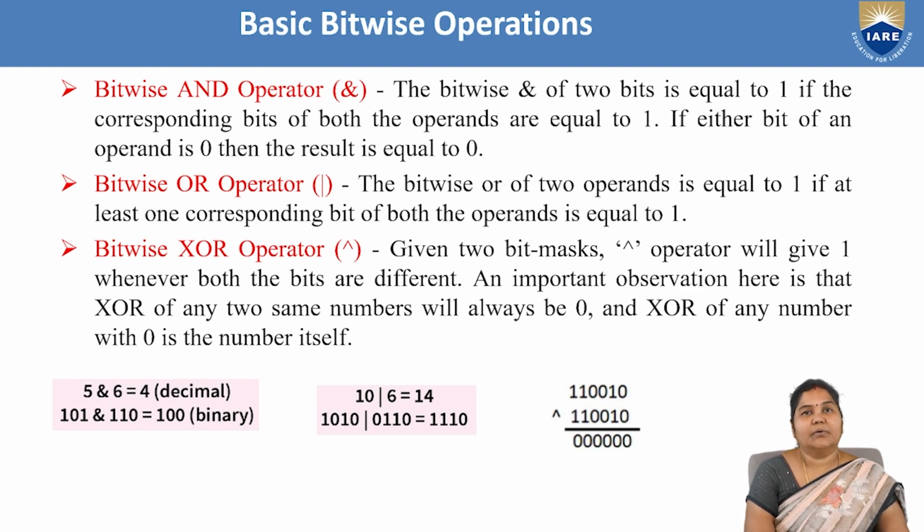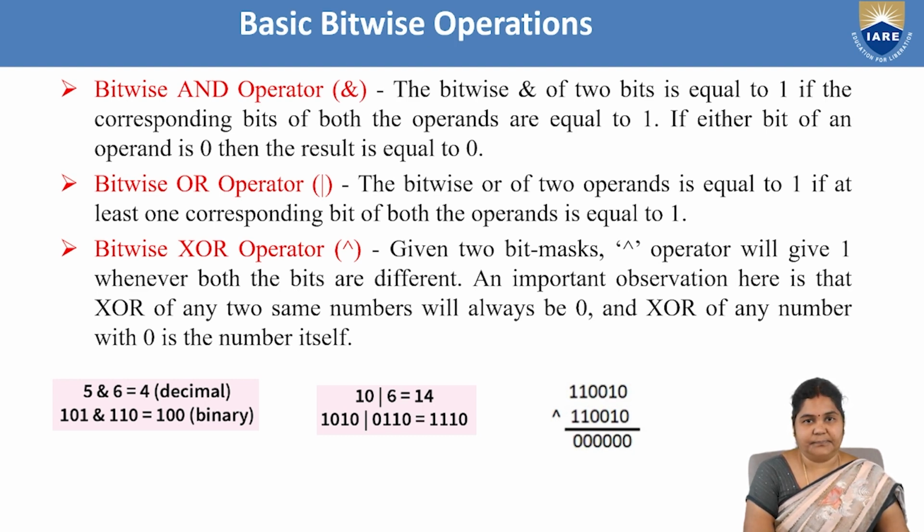Similarly, coming to the bitwise OR operator, when you take the bitwise OR of two operands, if one of the bits is 1, then the output will be 1. Only when both the bits are 0, the output will be 0. Now the third one is the bitwise XOR operator. This operator will give you the result 1 when both the bits are different. When both the bits are the same, like both are 1 or both are 0, the output will be 0. But when both the bits are different, like one is 1 and the other is 0, then the output will be 1.